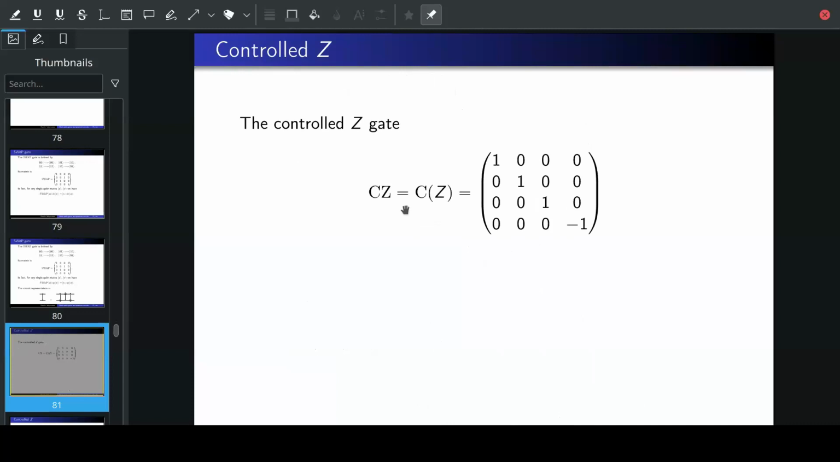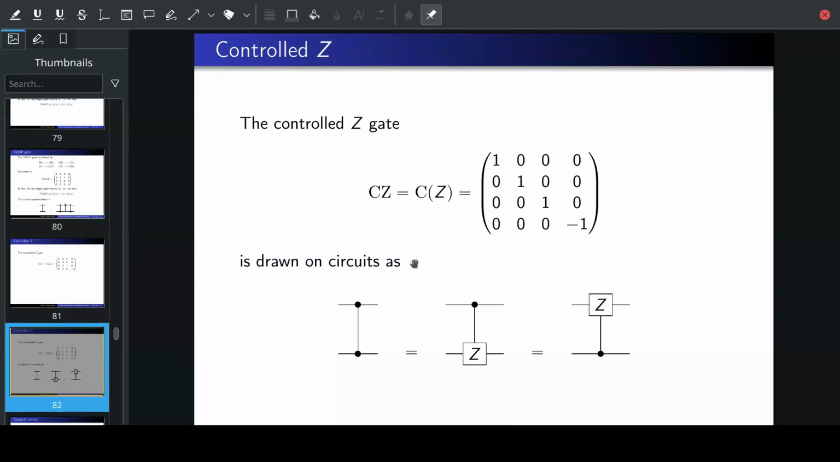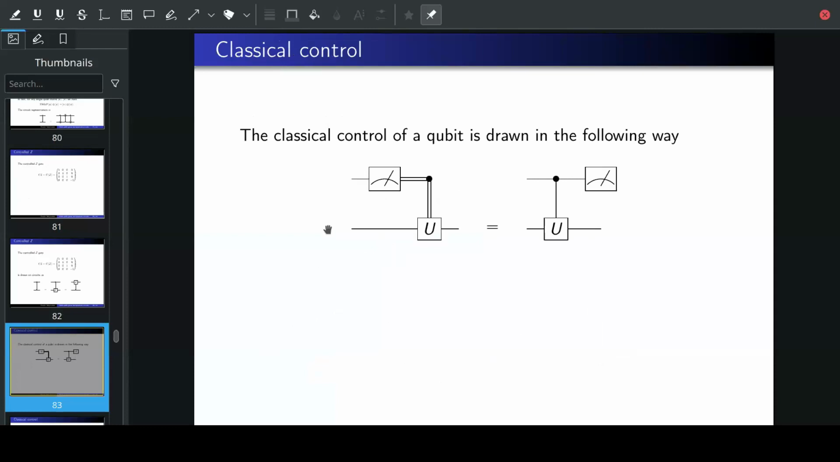The controlled Z gate, as I defined before, will be the following matrix. Due to its significance, it has the following special depiction on quantum circuits, like this one, and it is symmetric because there is no difference which is the target and which is the control qubit, because this operation and this operation are actually the same. The corresponding matrices will be the same if you write them down.